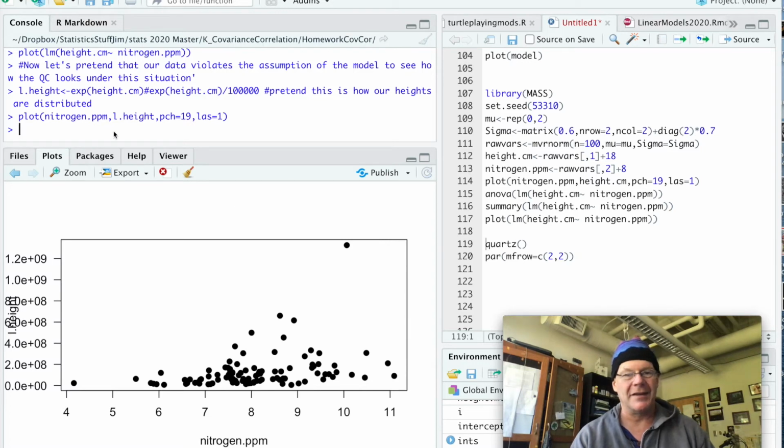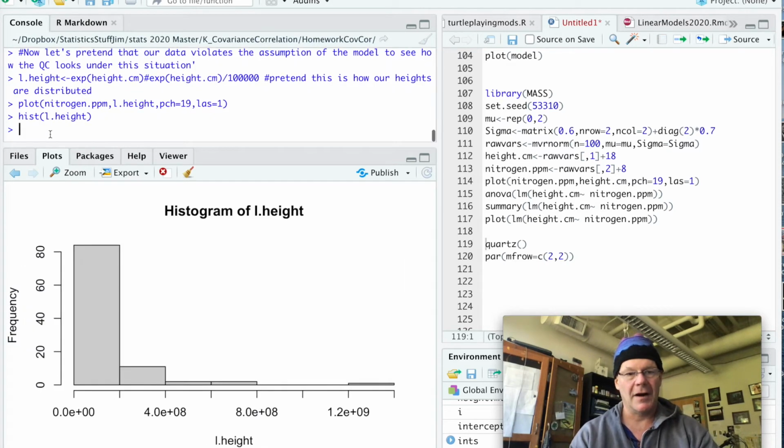And we could even make a histogram of our heights here. So I'm going to say, give me a hist of our heights, and we look at that. And so even before we put together a linear model, we would look at that and say, I don't think that is terribly normal.